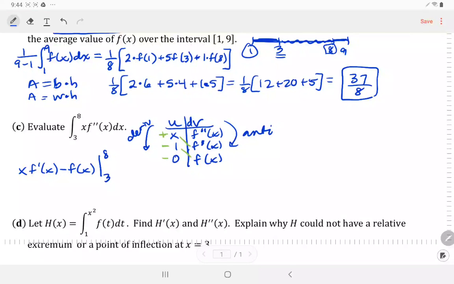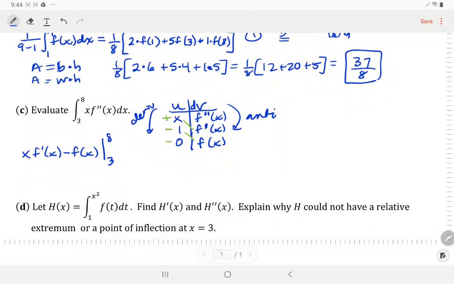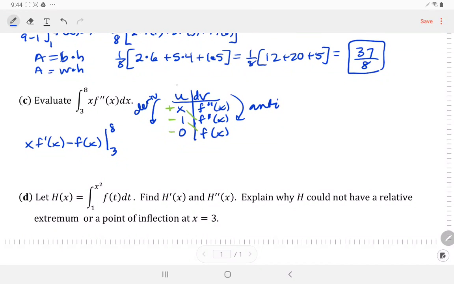Or you could just do regular integration by parts. I think you'd have to do it twice, though. But I was using the tabular method. So I think you definitely learned the tabular method in our class at Walnut.